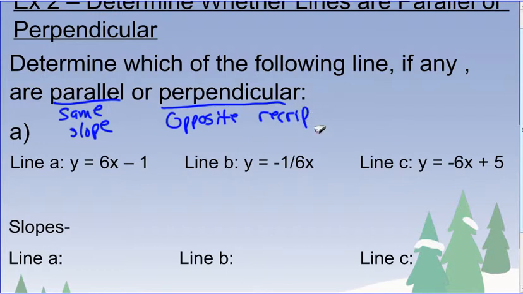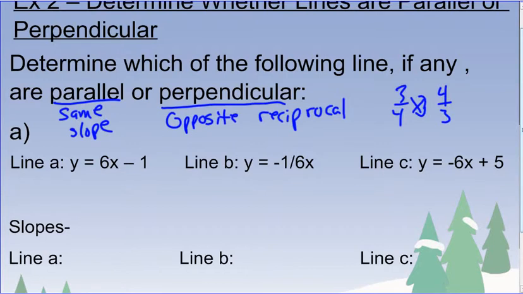I can't spell. Reciprocal. So it's the opposite reciprocal. If you don't remember reciprocal, that's when you have a fraction and you flip it upside down. So 4/3 is the reciprocal of 3/4.